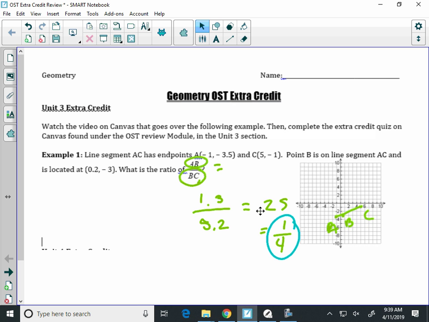So you find the distance of the top segment, find the distance of the bottom segment, divide them, and write your answer as a ratio, as a fraction.